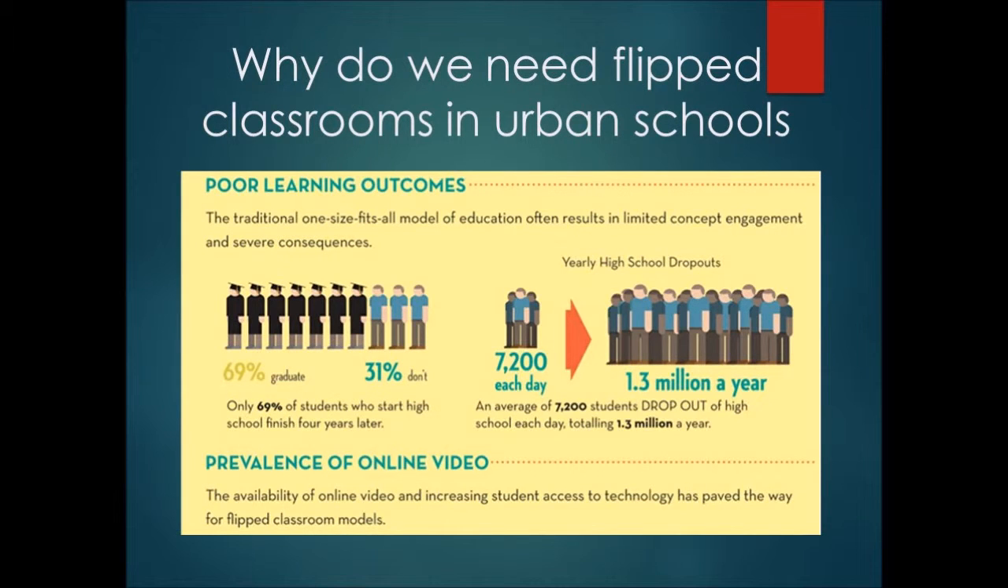Why do we need flipped classrooms in urban schools? The biggest reason is because urban schools have poor learning outcomes. More than half of our ninth graders drop out before Christmas, and that's huge. And we don't usually get those students back. Do they go to charter schools? Do they go to private schools? Or do they just stay home? The biggest problem is most of them just stay home.